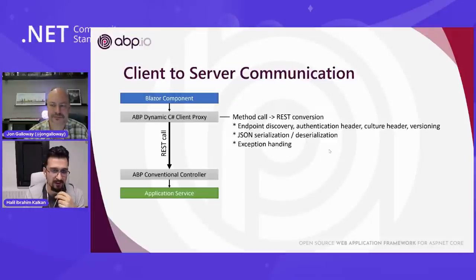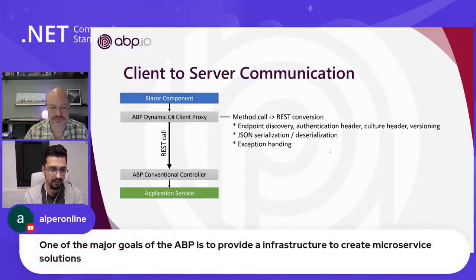For example, we deal with REST endpoints. We deal with GET or POST requests. We deal with JSON serialization and exception handling. Should we show a message to the user, or what about error codes, and a lot of problems actually. ABP completely automates that. I will show it in the demo.